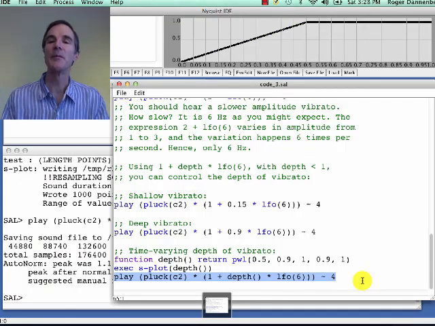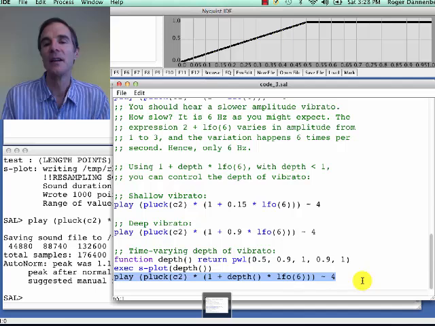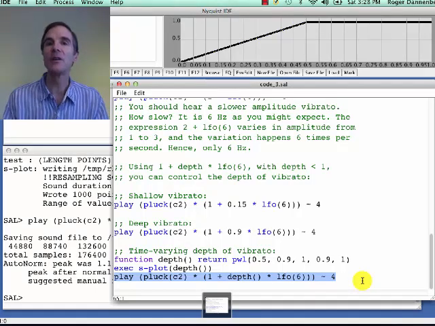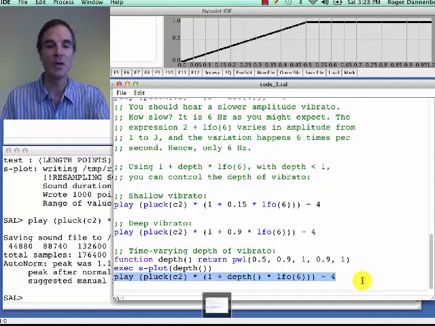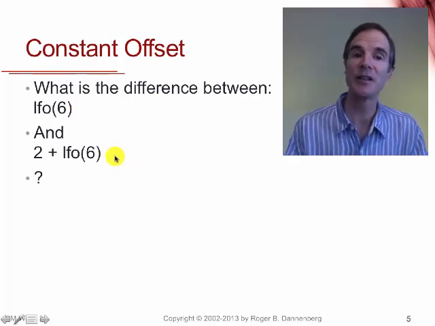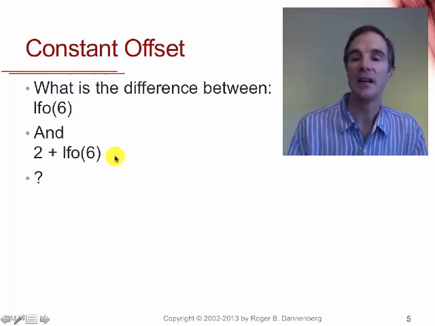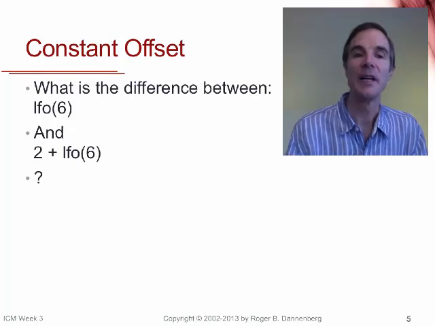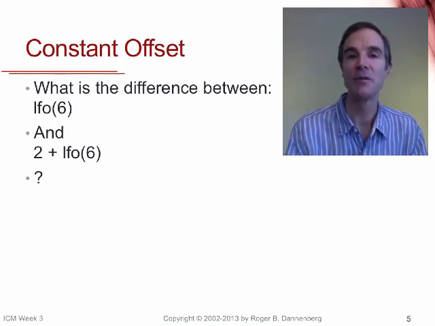So the point of all of this is that with control functions and envelopes, you can get very interesting time-varying behavior, and you can customize and tailor fine details of the sound like vibrato to make them do what you want. So we discussed the difference between LFO of 6 and 2 plus LFO of 6 and other variations on amplitude vibrato. So that constant offset is often very important.